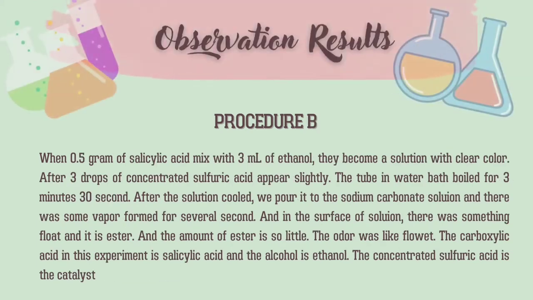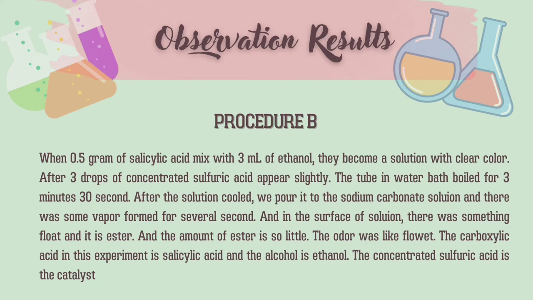The observation result from procedure B. When 0.5 gram of salicylic acid mixed with 3 ml of ethanol, they become a solution with clear color. After 3 drops of concentrated sulfuric acid to the tube, the white color of sulfuric acid appears slightly. The tube in water bath boiled for 3 minutes 30 seconds.